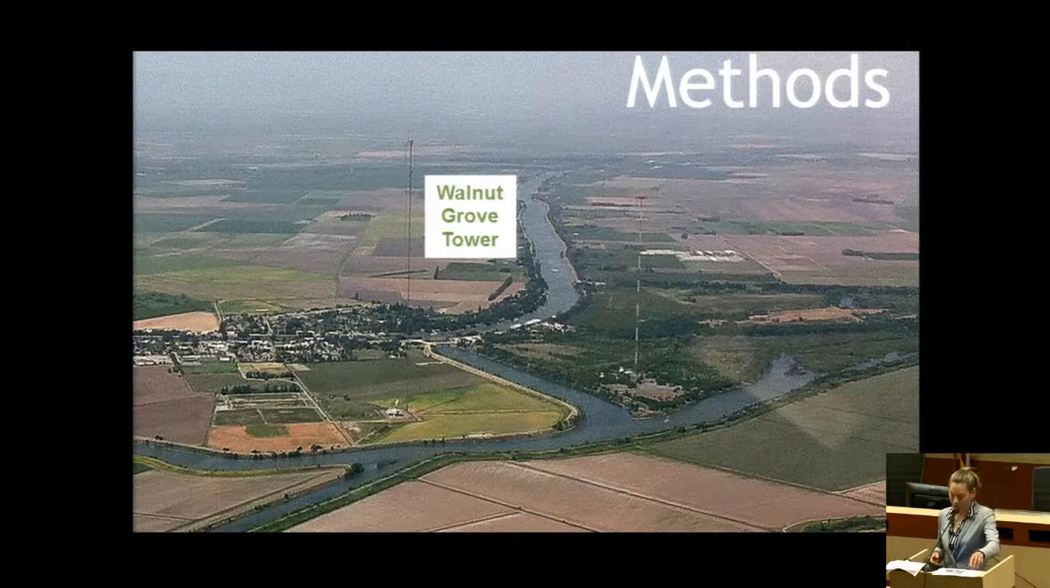So I'm going to talk a little bit more about the methods that we use. This is a picture of the Walnut Grove Tower. It's kind of hard to see, but it's on the left of the text box that says Walnut Grove Tower. And we're taking N2O measurements there. The ambient monitoring program monitors N2O concentrations, among other gases, in the atmosphere. To convert the measured concentrations to fluxes, we use inverse modeling that we do in-house, thereby providing a top-down approach to verify or track emission trends.